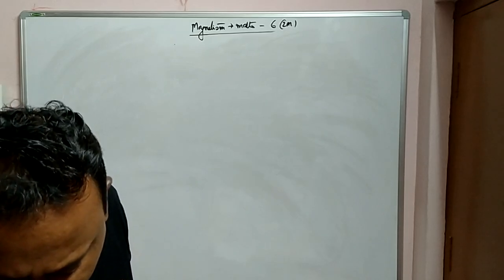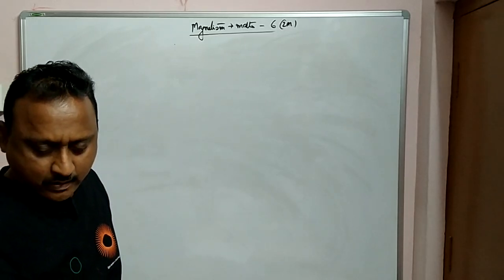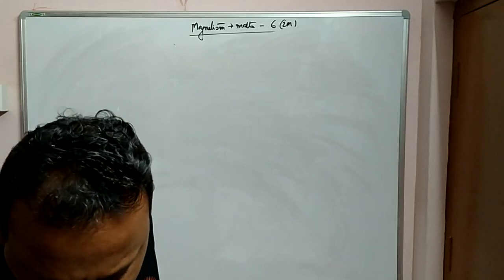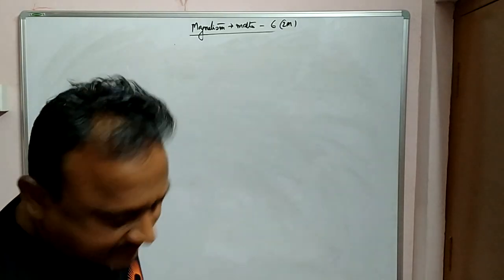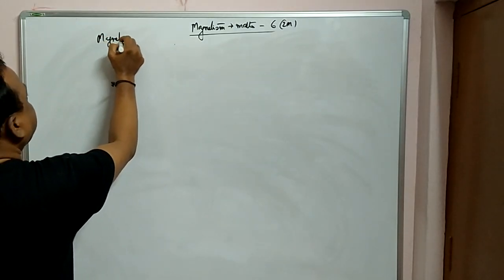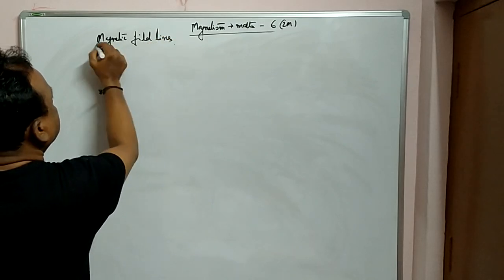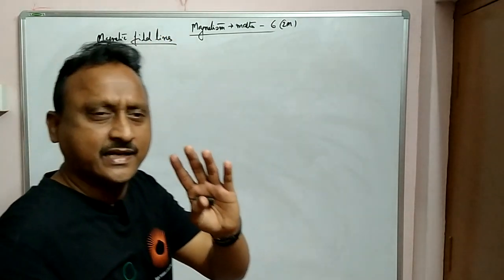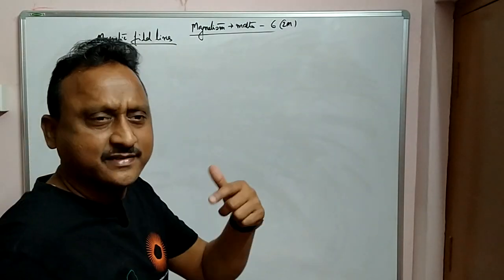Now let us go to the next one. See how the magnetic field lines will be. Already I told you in electricity, that is electrostatics, how the field lines are coming.